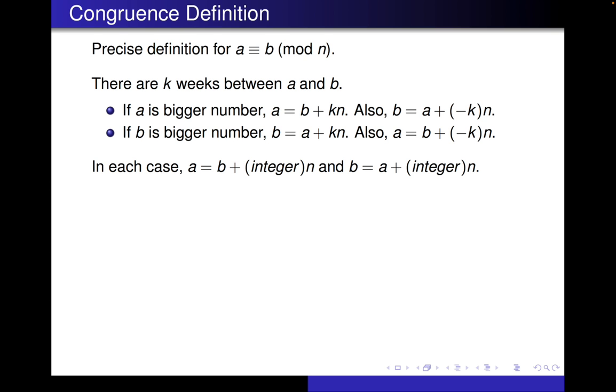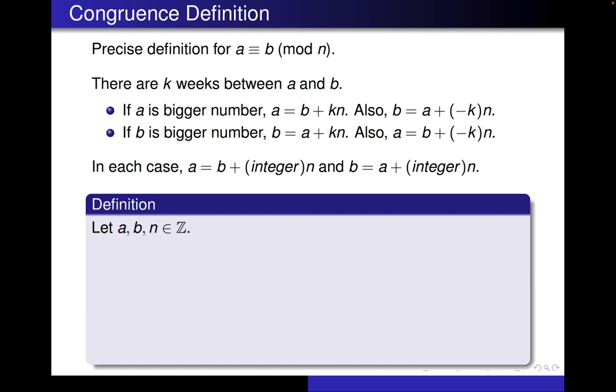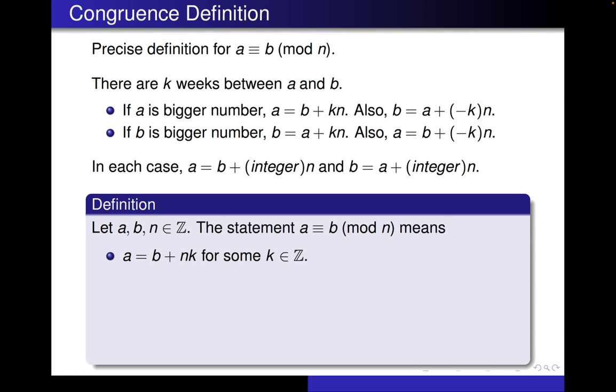So this is going to help us a great deal in defining precisely what it means for A to be congruent to B mod n. So here's the formal definition. Let A, B, and n be integers. The statement A is congruent to B mod n means any of these things, and they all are equivalent. They all look different, but they're all equivalent. First of all, it means that A is equal to B plus nk for some k in the integers. And that k could be a positive number if A is bigger than B. It could be a negative number if A is smaller than B. Or it could be 0 if A and B are the same.